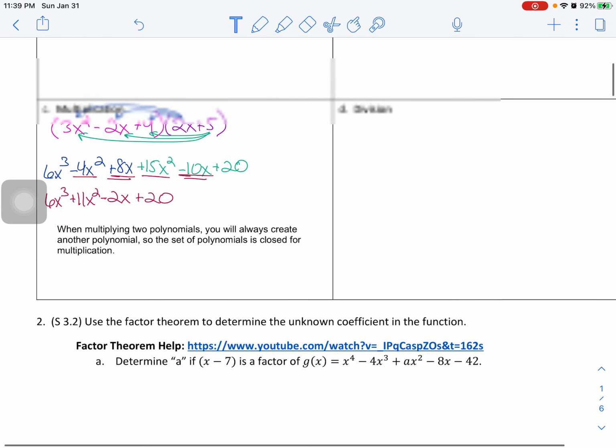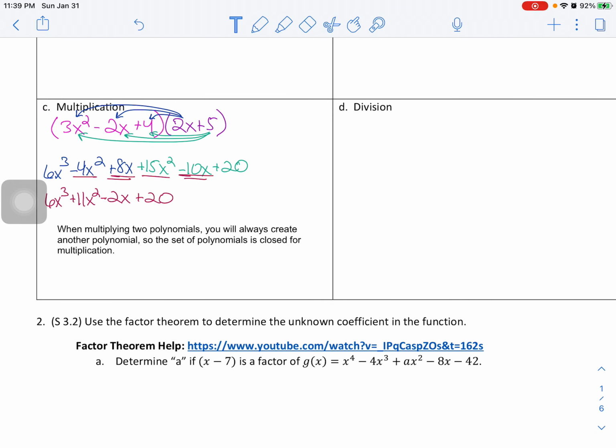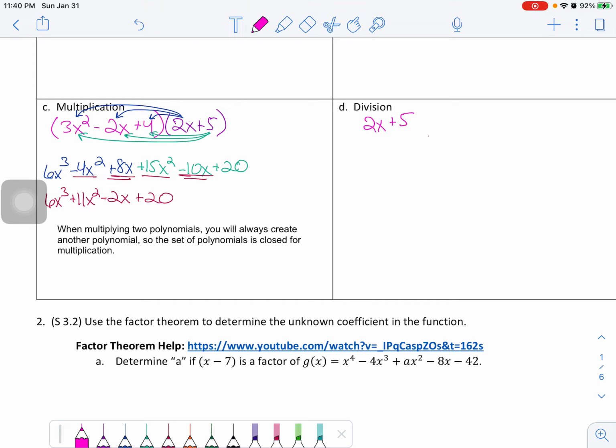So now the new part is part D here, where we talk about doing possibly some division. Now, the order that you divide matters. And so to make my life easier, I'm actually going to purposely create a division problem that I can't do. So I'm going to take that 2x plus 5 and divide it by 3x squared minus 2x plus 4. I can't do anything with this.